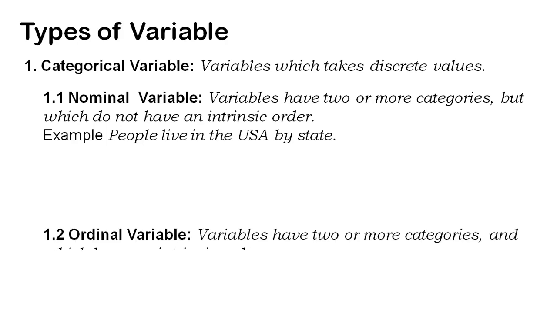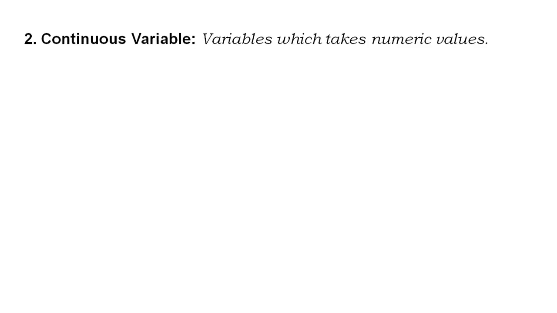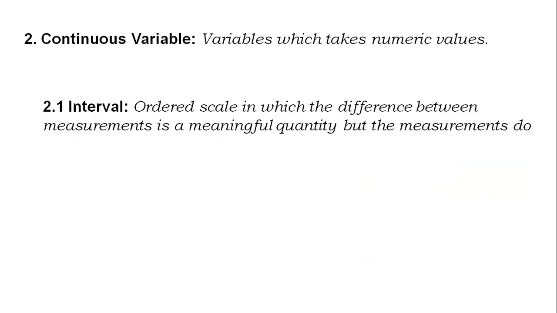Another kind of categorical variable is ordinal variable. Ordinal categorical variables are those variables which have two or more categories and have an intrinsic order, like product review. You can order the reviews of a particular product. Another type of variable is continuous variable. Continuous variables are those variables which take numeric values. Continuous variables are further divided into two categories.